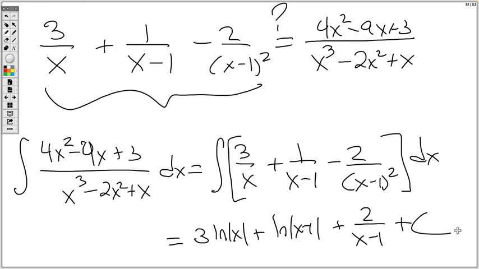Yeah? Why did the 2 over x minus 1 become positive? So this is minus 2 times x minus 1 to the minus 2 power. So when you add 1 to that power, you get a -1, and then you divide by the -1, so in terms of positive. Okay. Yep. Gotcha.